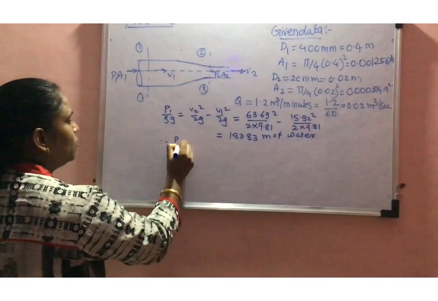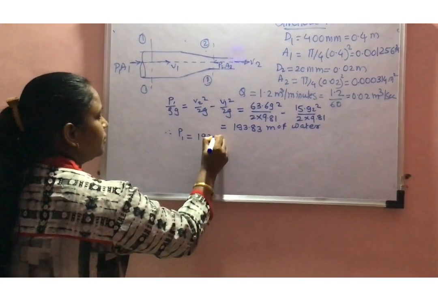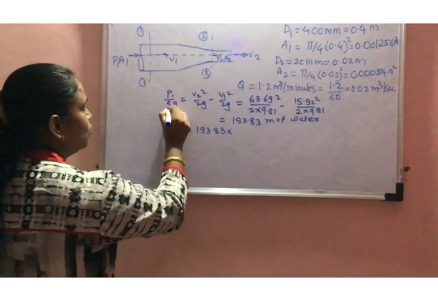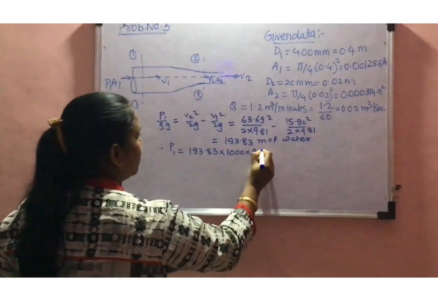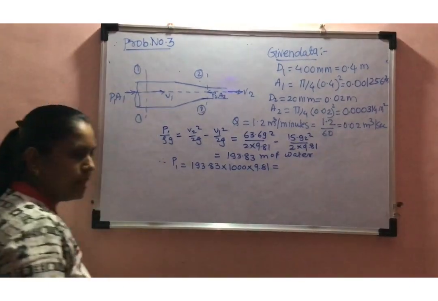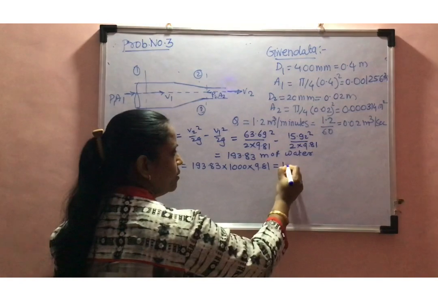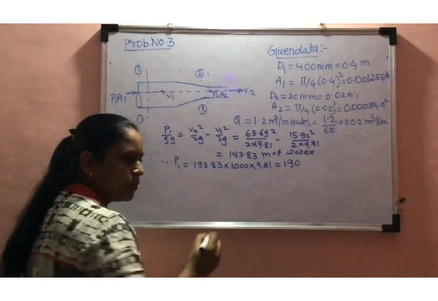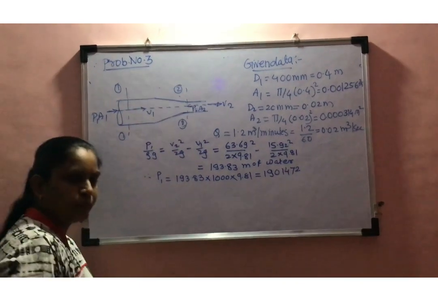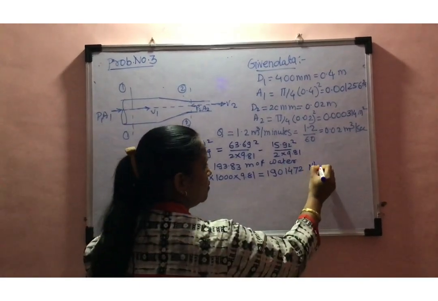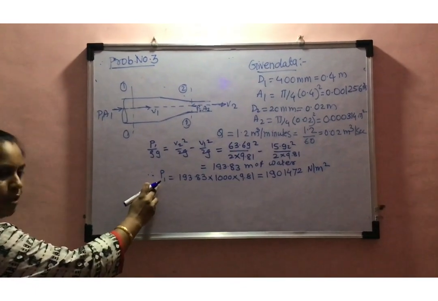So you have to convert it into pressure. 193.83 into rho, that is 1000, into 9.81. This value comes to 190.1472 Newton per meter square. So here we got the value of P1.